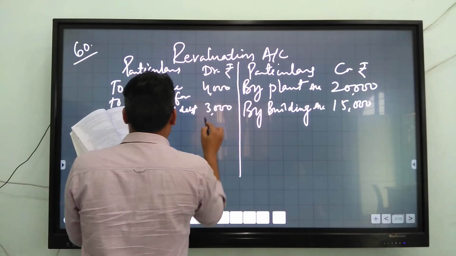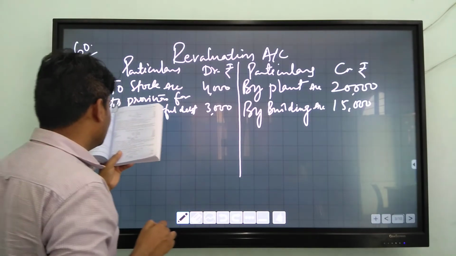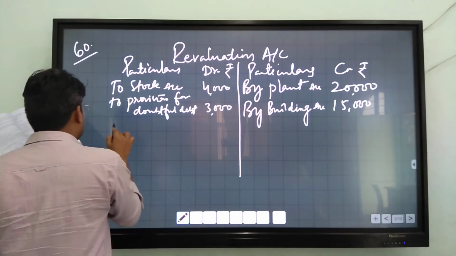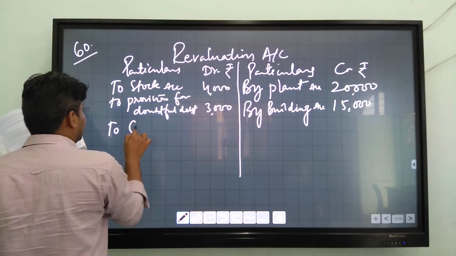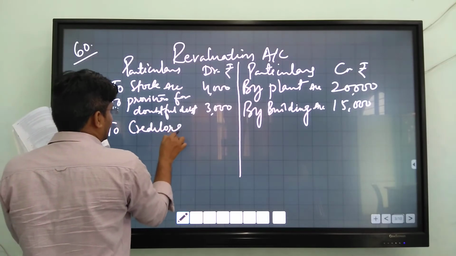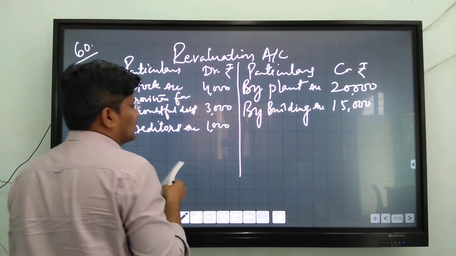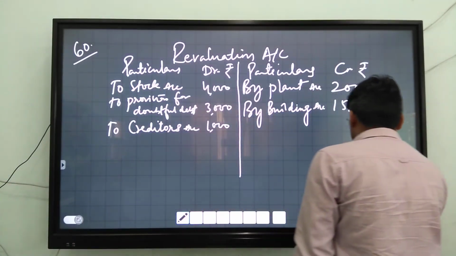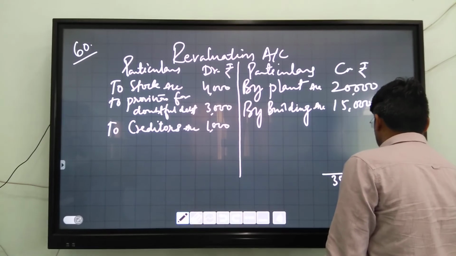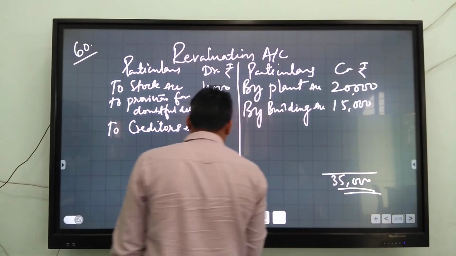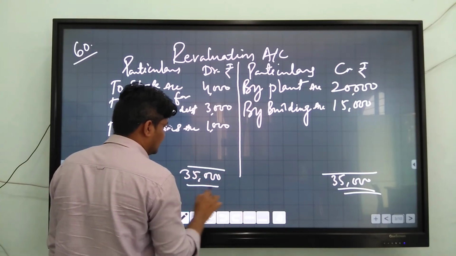3,000. And the last adjustment is creditors were unrecorded to the extent of 1,000. Creditors, which is a liability, is increasing. You write to creditors account 1,000. Now the total is 35,000. You transfer to the debit side 25,000.